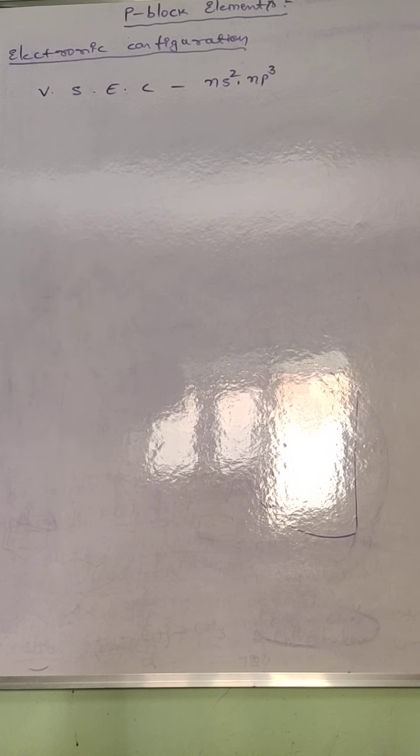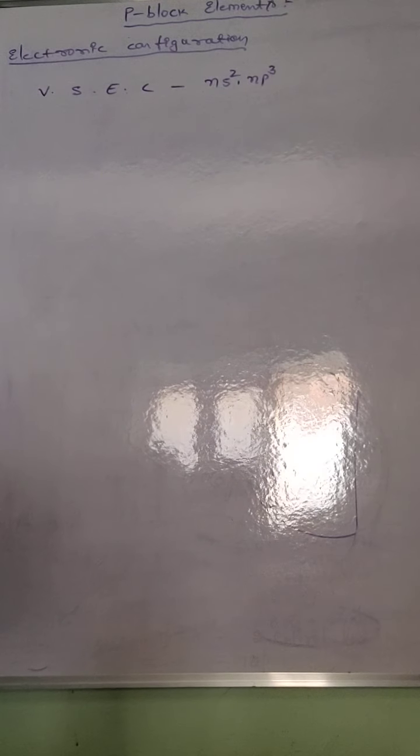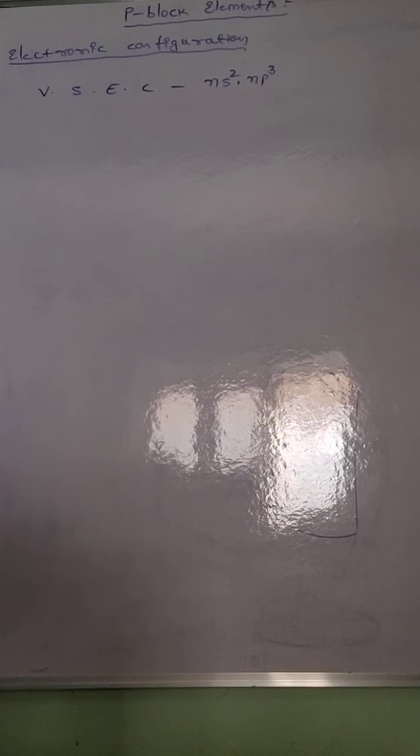But the s orbital in these elements is completely filled, and the p orbitals are exactly half filled, which makes their electronic configuration extra stable as compared to other group elements. These elements possess extra stability. Sir, why do these elements possess extra stability? Because the ns orbital is completely filled and the np orbital is half filled. That's why they are extra stable.